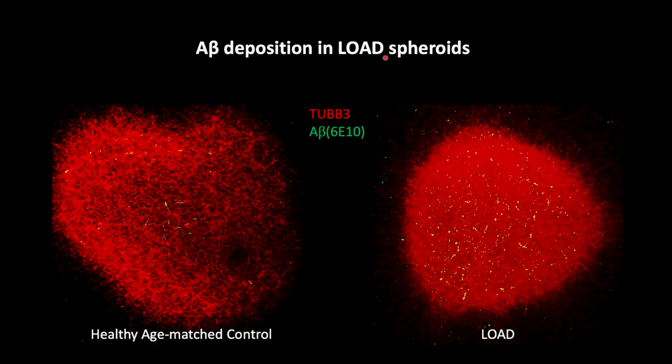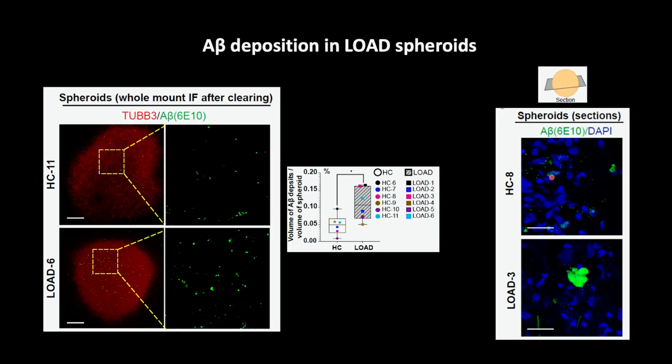If you have them as a spheroid, and you fix it and clear it, and you stain for A beta, then you see much more accumulation of the A beta signal when the spheroid comes from late onset Alzheimer's. When they form these spheroids, we can cut them up, and they are really extracellular A beta deposition.